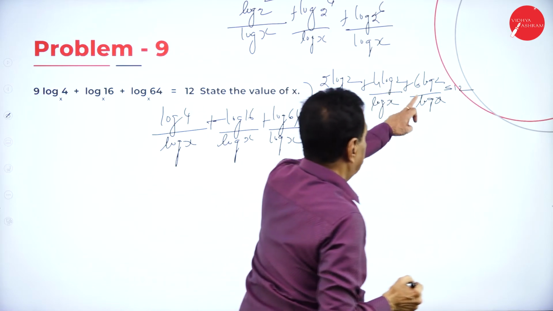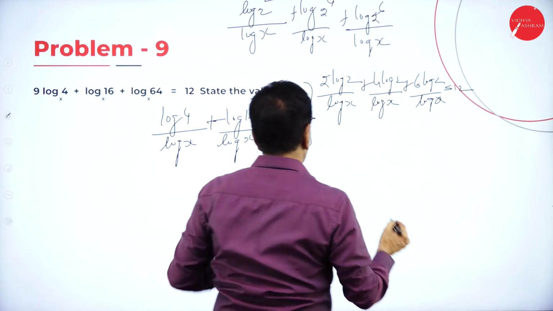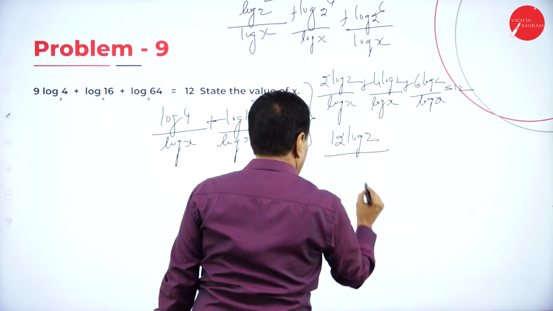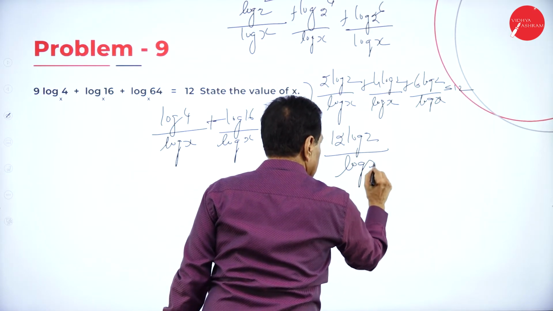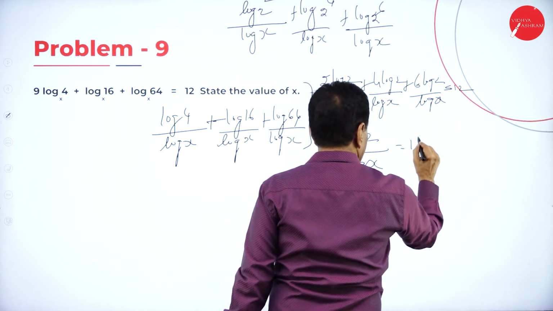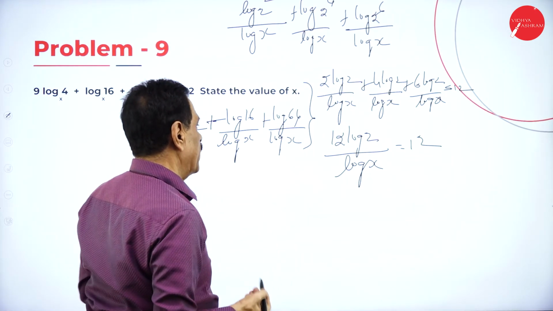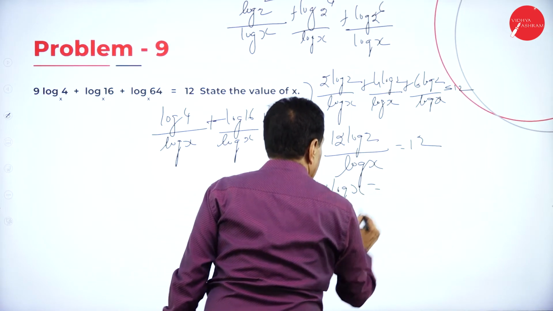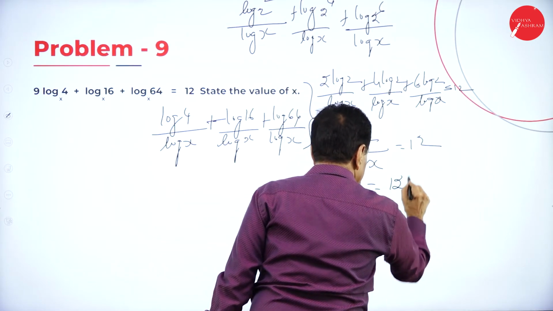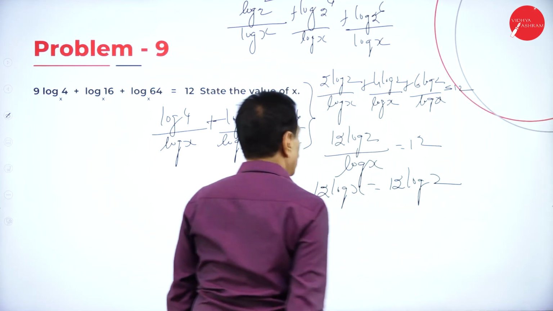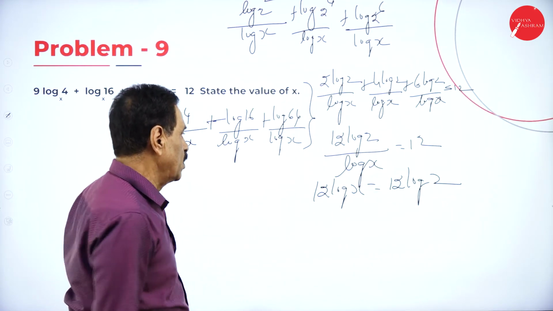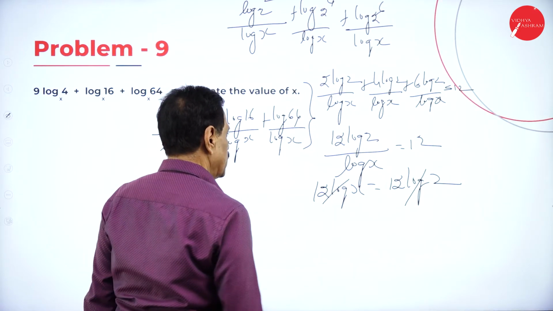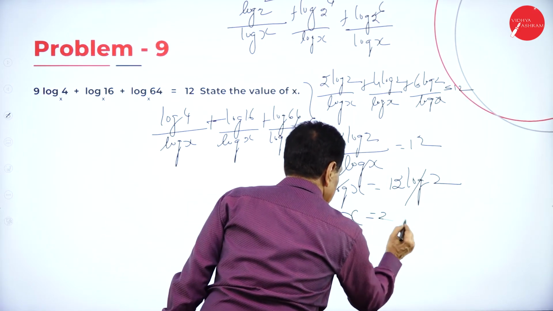So this is 6 plus 4 is 10, 10 plus 2 is 12, so 12 log 2 divided by log x is equal to 12. Simplify. So 12 log x is equal to 12 log 2. Dividing by 12 log, the 12 log cancels out. x is equal to 2.